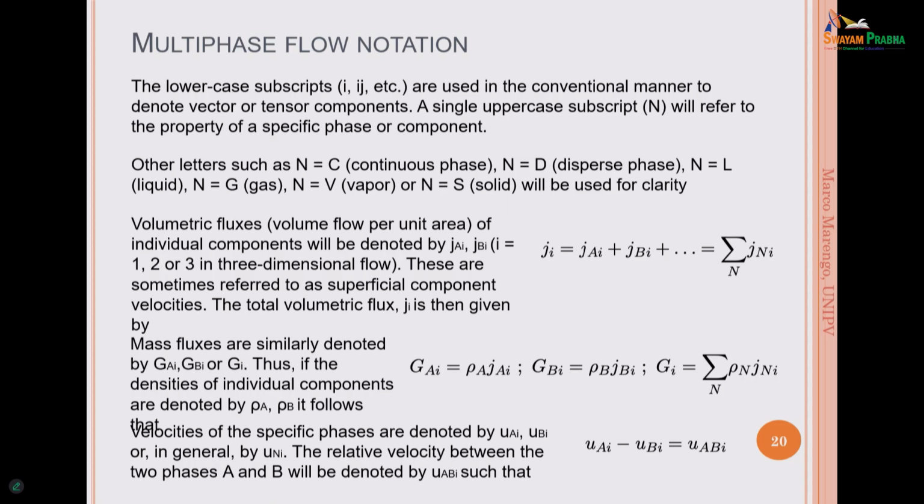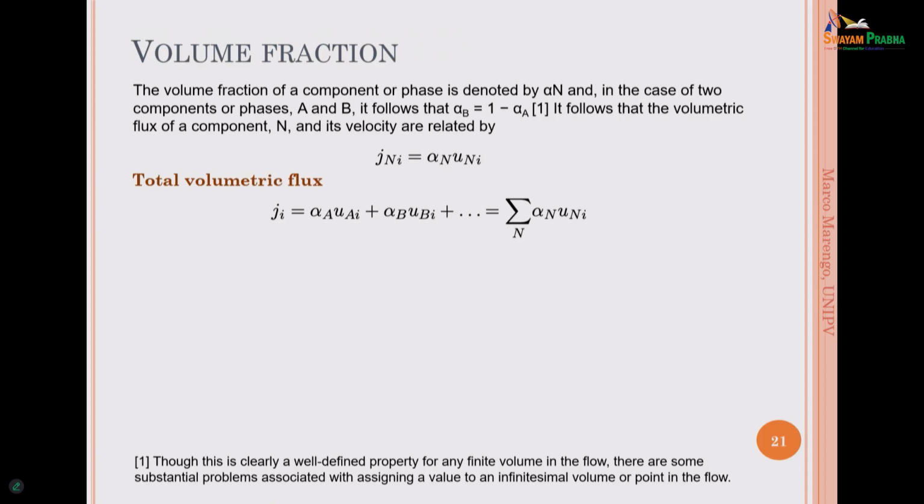And then we have the relative velocity. In the direction I, we are going to have the difference between one component and the other: U_A in direction I minus U_B of the other component B in direction I. So we have relative velocities.